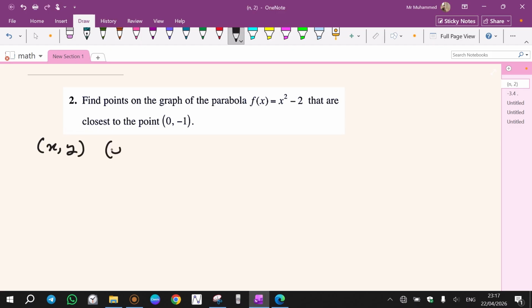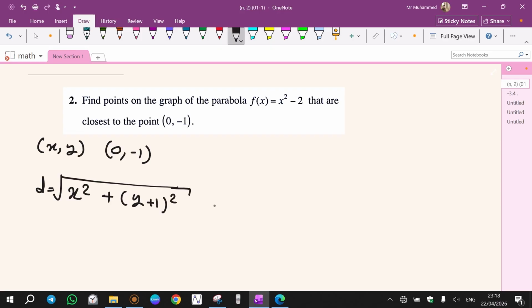x, y, and 0, negative 1. Write the rule of distance for these 2 points. Distance: x minus 0 is just x squared, plus y minus negative 1 will be y plus 1 squared. We can replace y with x squared minus 2. That's totally fine to do.